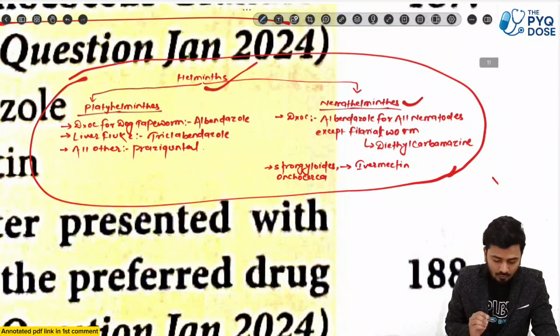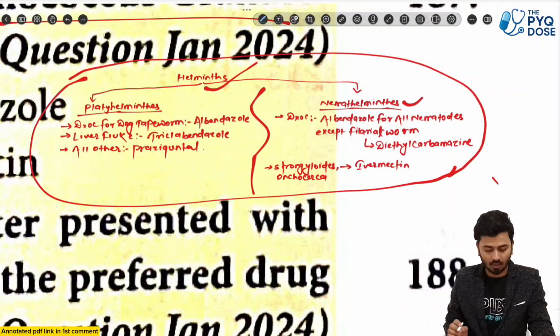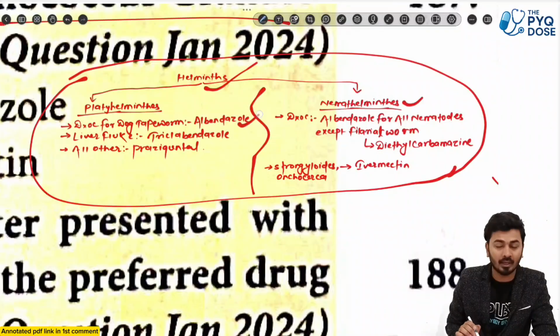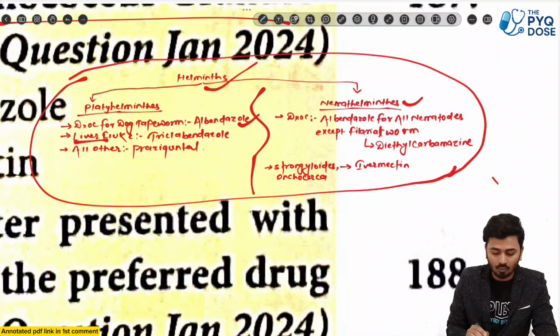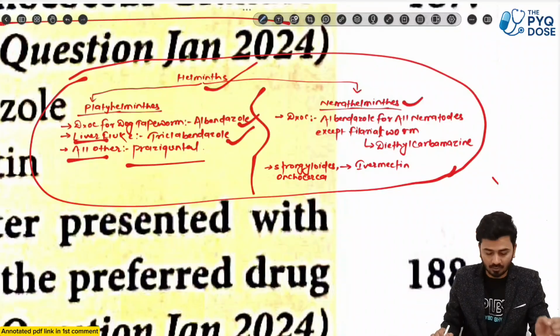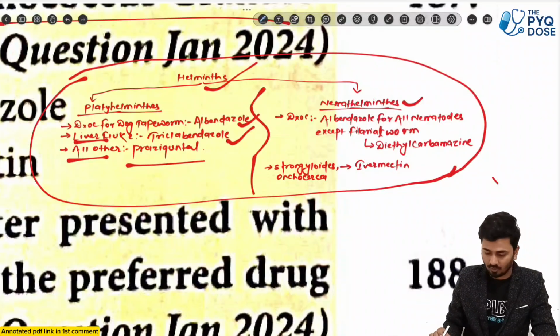This much will be enough for solving all the questions related to your helminths topic. So let's see. Drug of choice for dog tapeworm. These all will generally be the platyhelminthes, that is the flatworms I am talking about. Drug of choice for the dog tapeworm will be nothing but albendazole. Liver fluke, for liver fluke we use triclabendazole, and any other platyhelminth except these two will be treated by praziquantel. So if you remember this much, this is done for your platyhelminthes pharmacology.